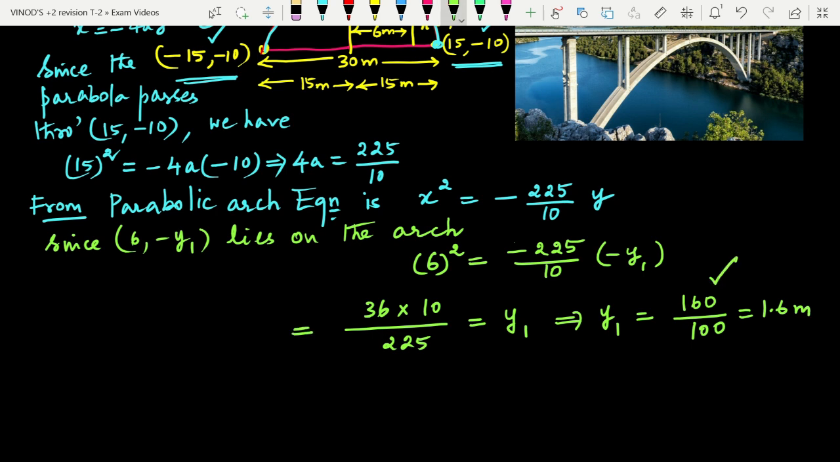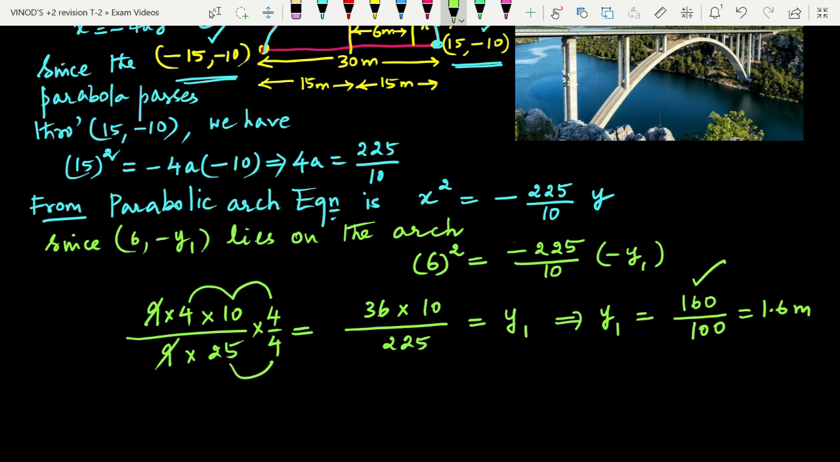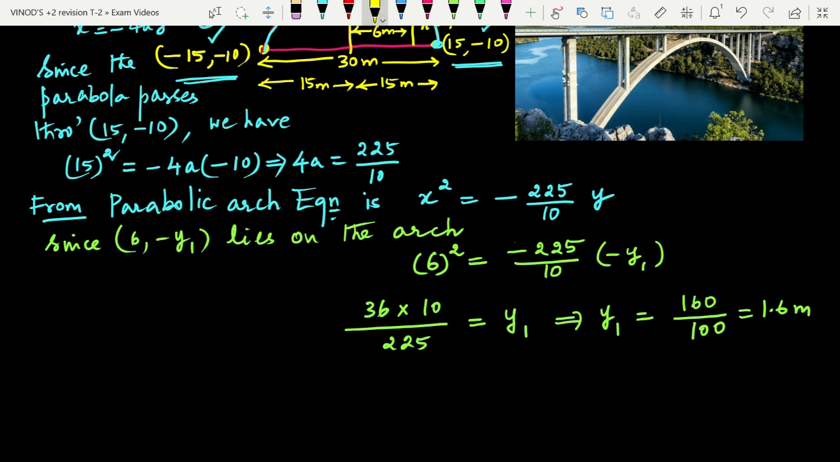I'll explain this. 36 you can write as 9 into 4 into 10, and 225 we can write as 9 into 25. So 9 will get cancelled, and we multiply numerator and denominator by 4. So 4 into 10 into 4 is 160, and 25 into 4 is 100. Now when you cancel 0, it is 16 by 10. 16 by 10 is 1.6 meters. That is the y1 value.